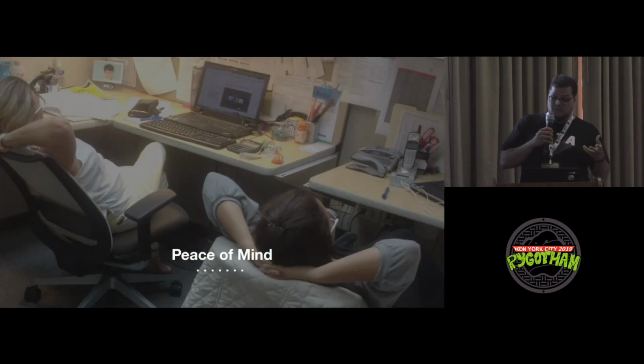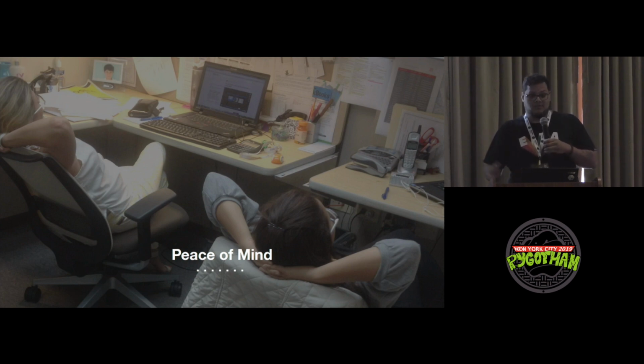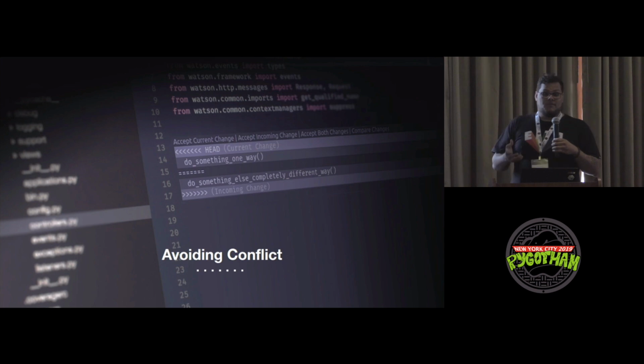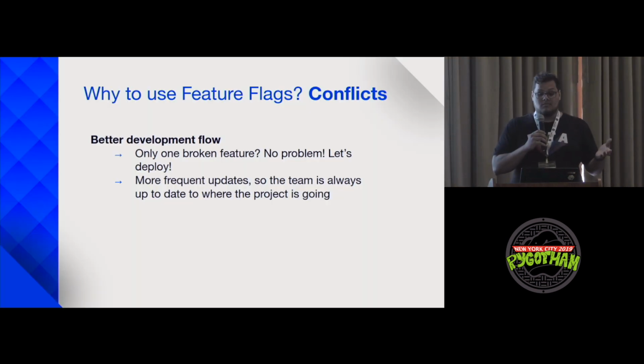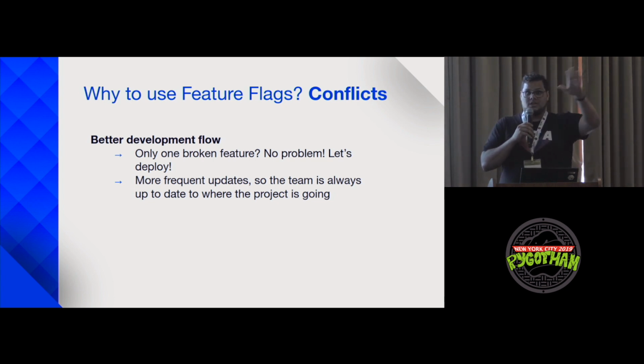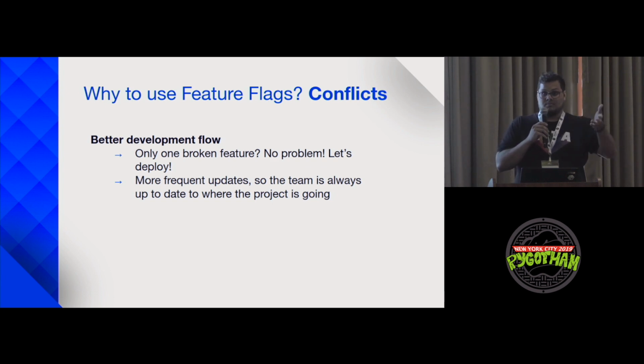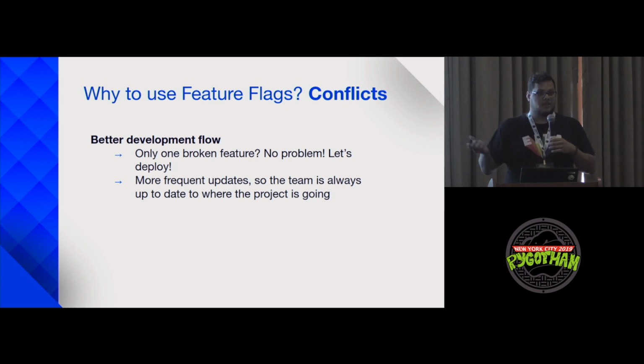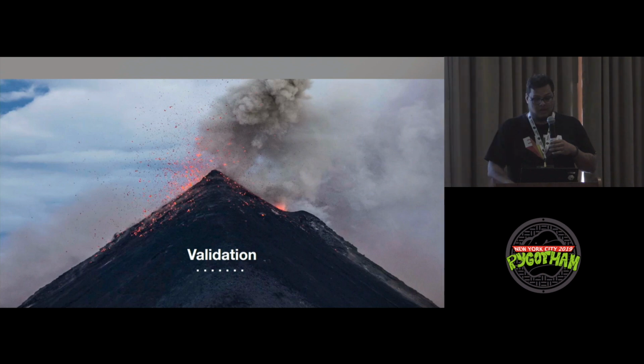Another thing that helps a lot in our development flow is avoiding conflict, because with feature flags you can sync the code more often. You can deploy it and put it live without problem, because you can have an off state and the feature will be there, but no one is going to see it. So you can sync your code more often, and everyone in your team is on the same page, with the same code, and knows where the code is going. So you avoid conflict and can have a better development flow.